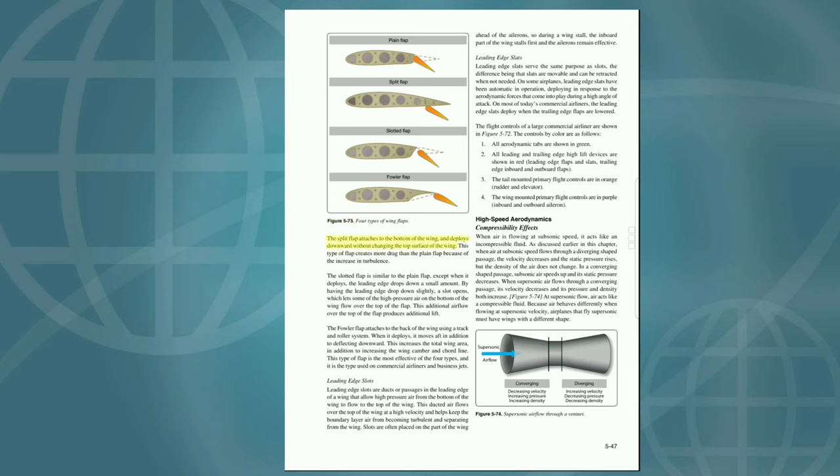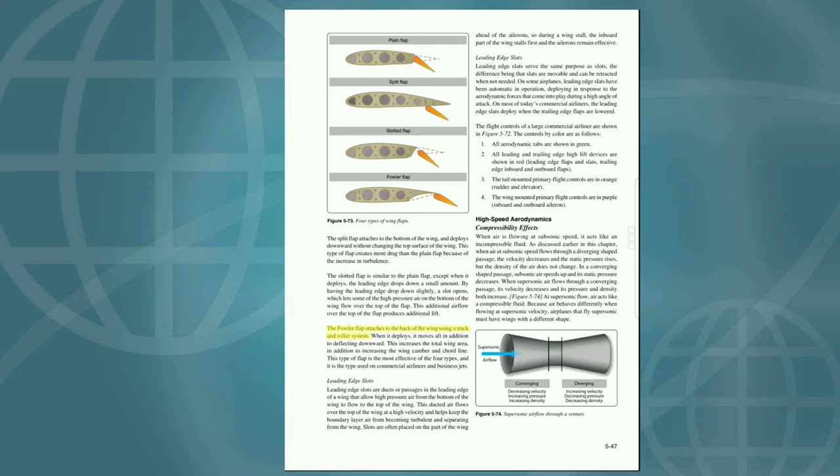The split flap attaches to the bottom of the wing, and deploys downward without changing the top surface of the wing. This type of flap creates more drag than the plane flap because of the increase in turbulence. The slotted flap is similar to the plane flap, except when it deploys, the leading edge drops down a small amount. By having the leading edge drop down slightly, a slot opens, which lets some of the high pressure air on the bottom of the wing flow over the top of the flap. This additional airflow over the top of the flap produces additional lift.